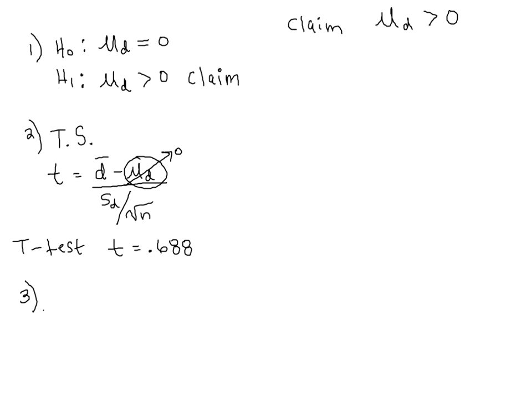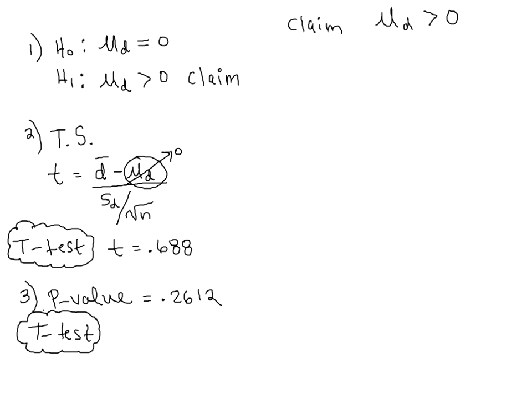Okay, so the next step is our p-value. Also using the t-test, we have our p-value, which is equal to 0.2612 if we round to 4 places. So from using the t-test, we have our test statistic and our p-value. And then you'd have to tell me what you used on the calculator to get the test statistic and the p-value.